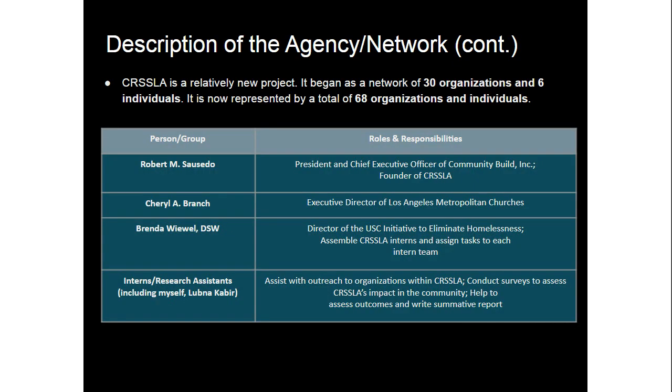More about the project, as I said, it's a relatively new project, and it actually started as a network of 30 organizations and 6 individuals, but as of the end of my internship, it was represented by a total of 68 organizations and individuals. The two people who founded it were Robert Saucedo, who is the CEO of Community Build and the main founder, and also Cheryl Branch, who is the executive director of Los Angeles Metropolitan Churches.